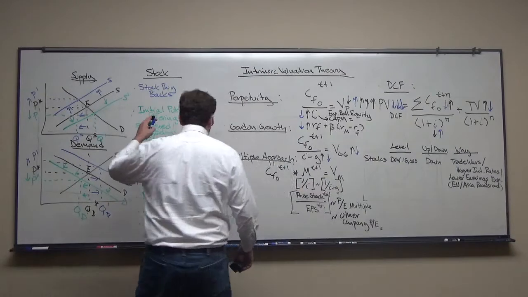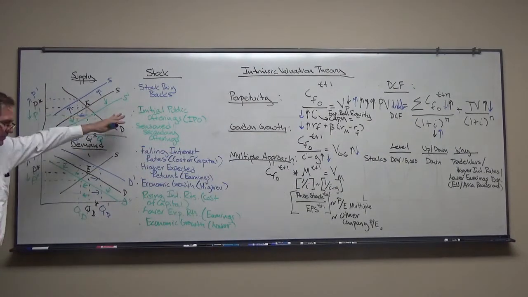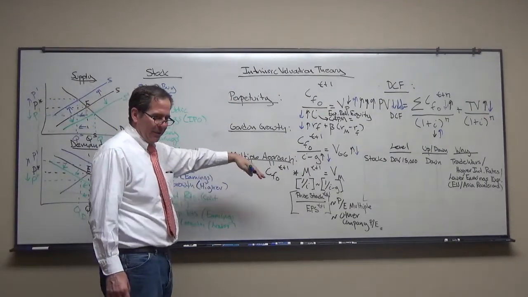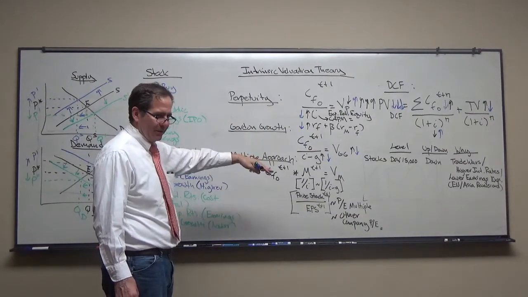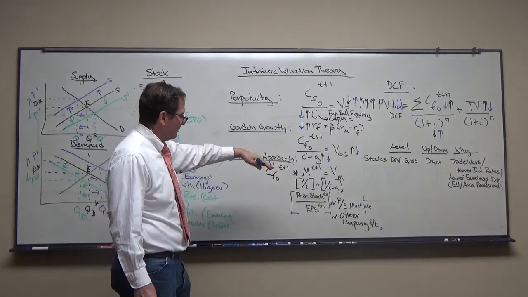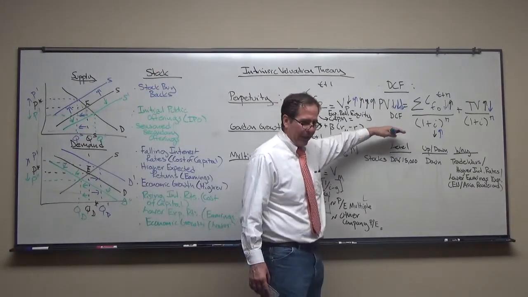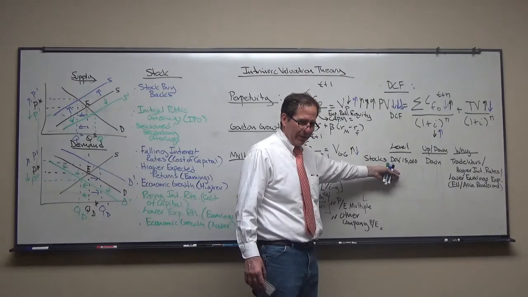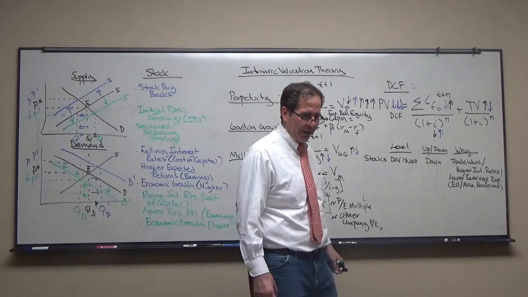So again, these are the factors that shift the supply curves, shift the demand curves, and then this answers the question on the 4 intrinsic valuations: perpetuity, Gordon growth, multiple approach, and then discounted cash flow. And then this asks a piece of where the current markets are. So there's a little bit of everything here.